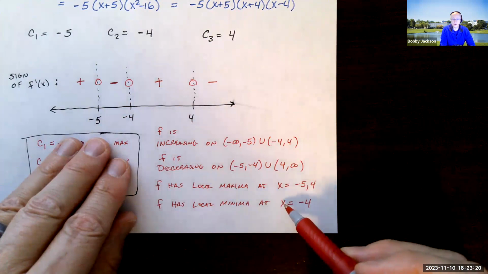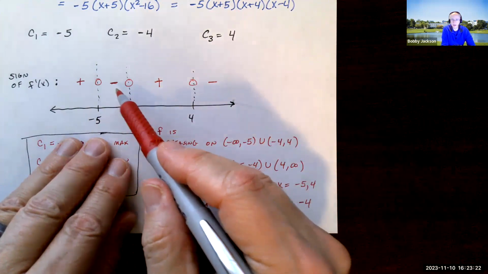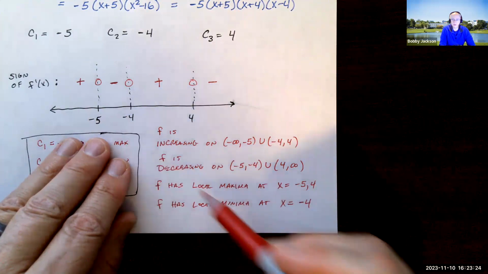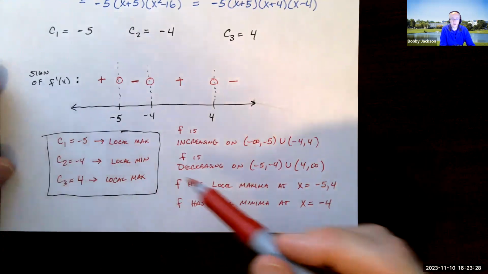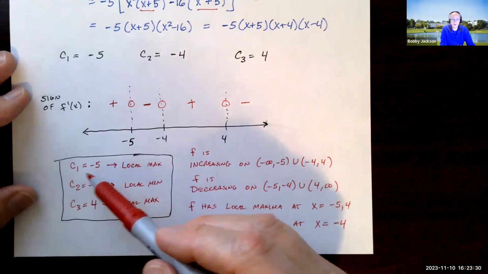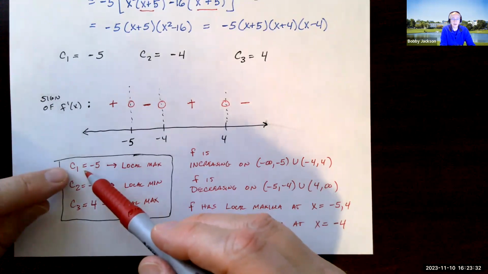Local minima occur where what? The derivative changes sign from negative to positive. That occurs at -4. Now, what they're asking for is, what's happening at these critical points.